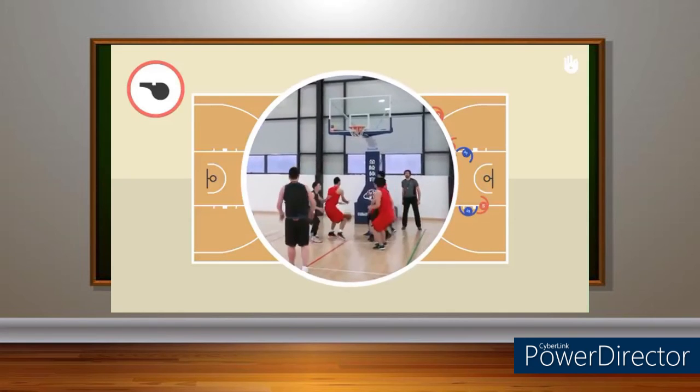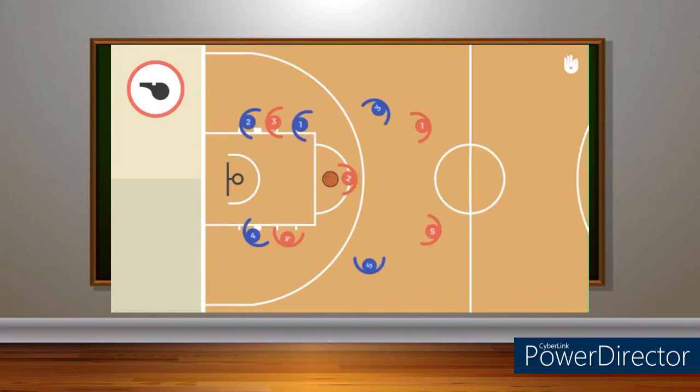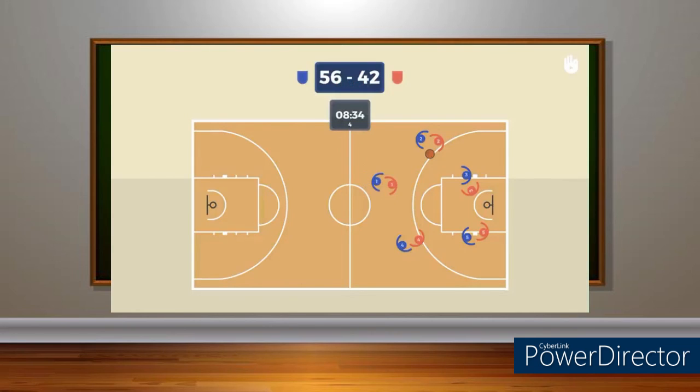Free throws are shot from a line placed near the edge of the key and are worth 1 point. The key, also called free throw lane, is the rectangular area drawn beneath both hoops. At each timeout, the coach may make substitutions. There is no limit to the number of players that can be substituted. Now you know the basic rules of basketball.